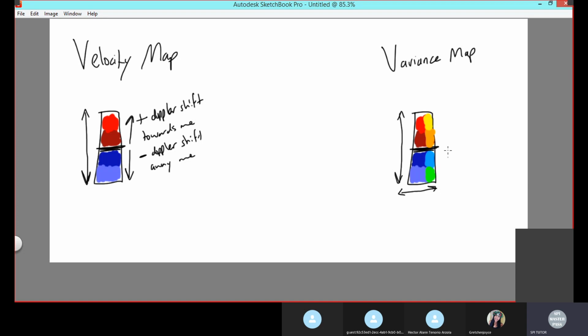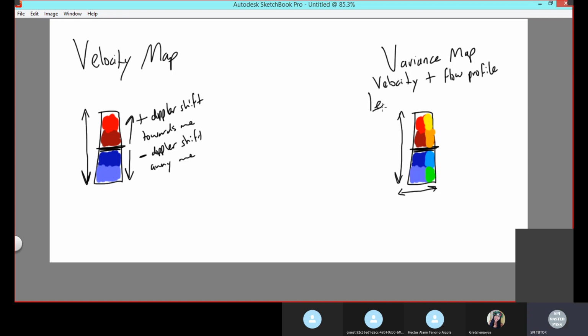You still have the towards me and the away from me, okay? So you're still going to get velocity information, but now they're adding this. So you get velocity information, which is the same as your velocity map, with the addition of a flow profile, meaning what type of flow. Okay, and the book gives you a very simple way to remember this.